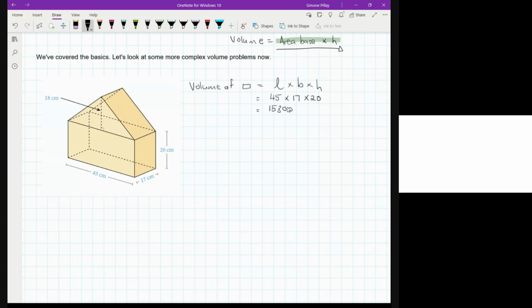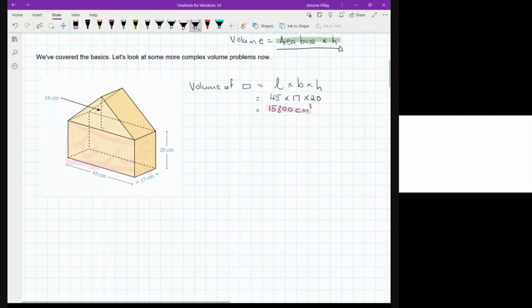15,300 what? Centimeters cubed. Yes, cubed is correct. I'm just double checking. Times 17 times 20. There we go. 15,300 centimeters cubed. Now, we've only done the area of the little building of my house. And I'm saying area. We've only done the volume of the little building of my house.